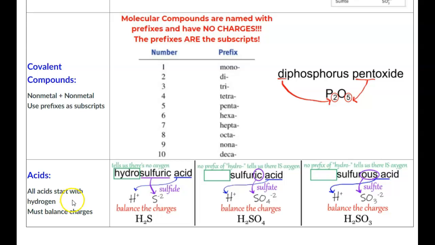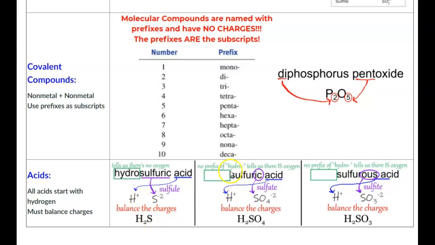If you have an acid, it's going to start with hydrogen and you have to balance the charges. If you see the name of an acid starting with hydro, like hydrosulfuric acid, then there is no oxygen. And so you're going to have hydrogen, which has a +1 charge, and then this is sulfide, IDE, because there's no oxygen, and so it's going to be S with a -2, and then when you balance the charges, we have 2 hydrogens to every 1 sulfide.